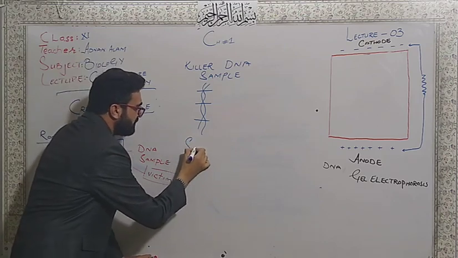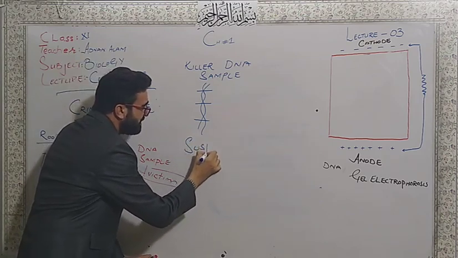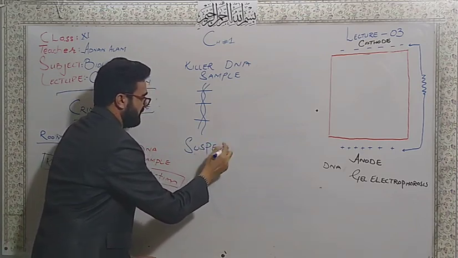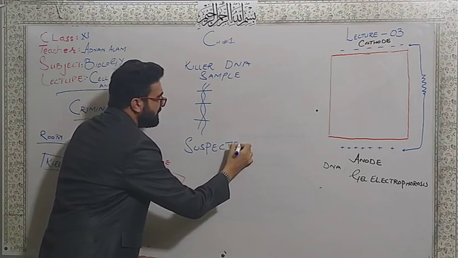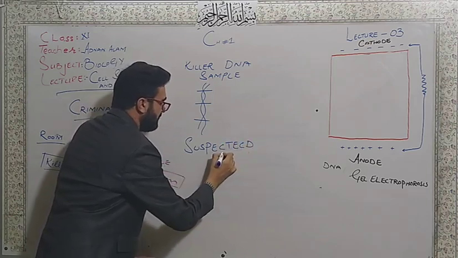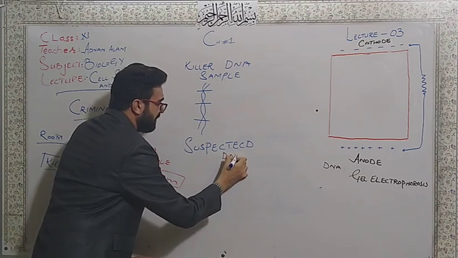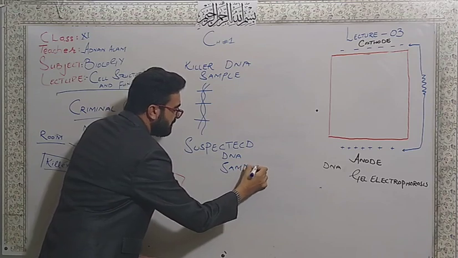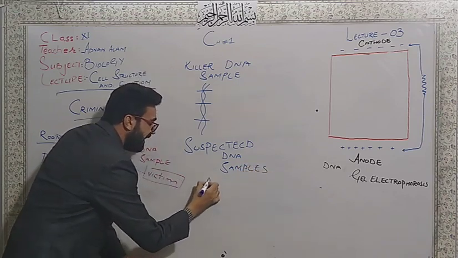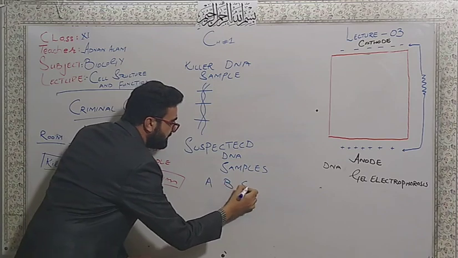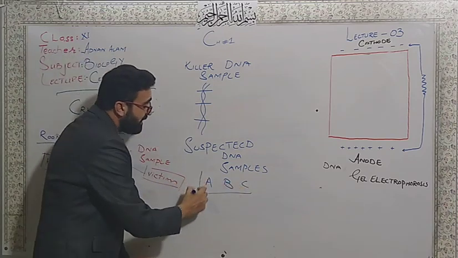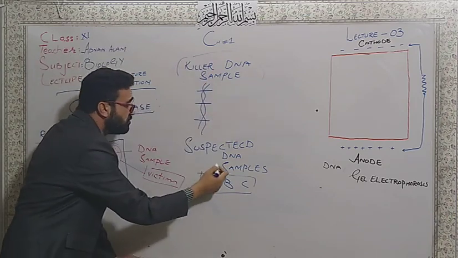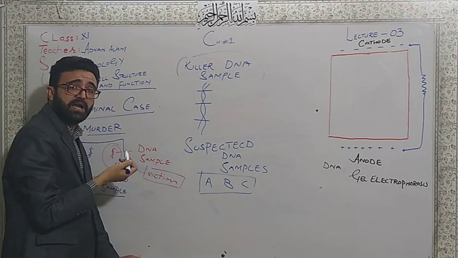We also have some suspected people whose DNA samples we have. For example, we have three persons: person A, person B, and person C. We want to find out whether this criminal person, this killer person, belongs to these suspected people or not.